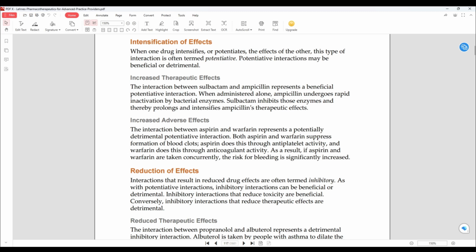Increased therapeutic effects. The interaction between sulbactam and ampicillin represents a beneficial potentiative interaction. When administered alone, ampicillin undergoes rapid inactivation by bacterial enzymes. Sulbactam inhibits those enzymes and thereby prolongs and intensifies ampicillin's therapeutic effect.